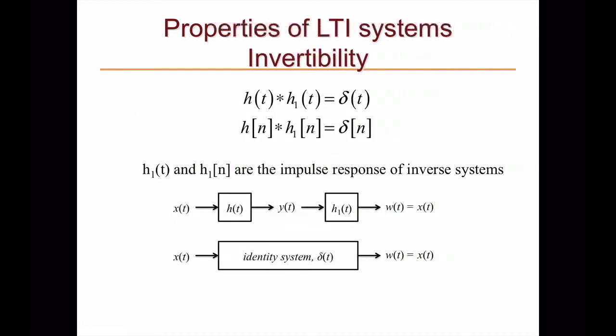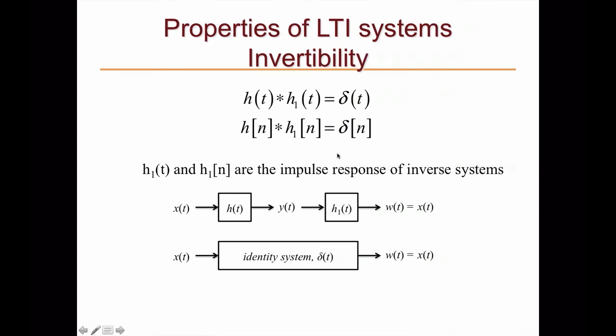Now let's talk about a more familiar property: invertibility. Invertibility indicates that when you give the system one input and get one type of output, if you feed the output to another system that is the inverse of the old system, you should expect to get the input back. So if the system is invertible, then it should have an inverse h1(t) or h1[n] that, when convolved with the impulse response, gives you delta[n], the impulse.